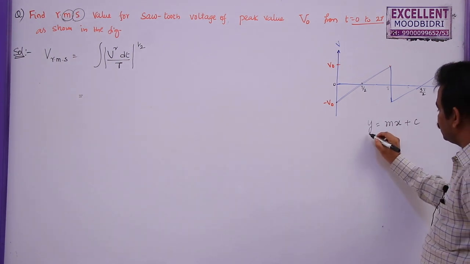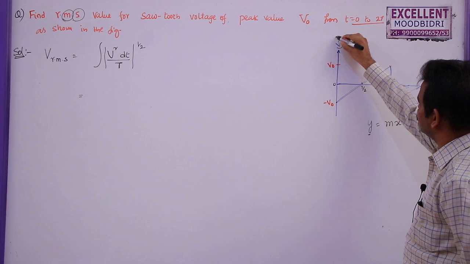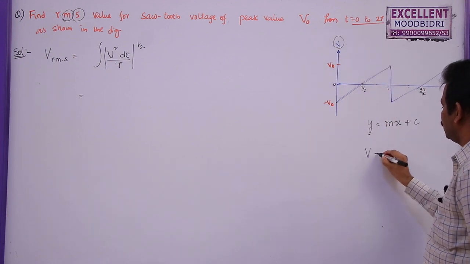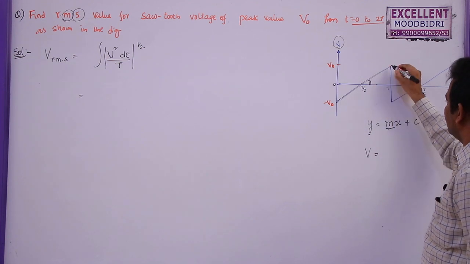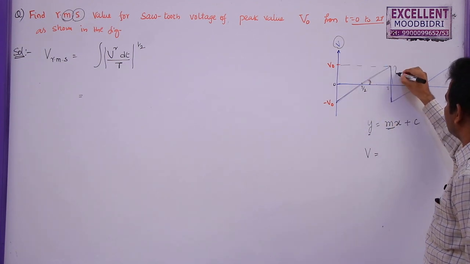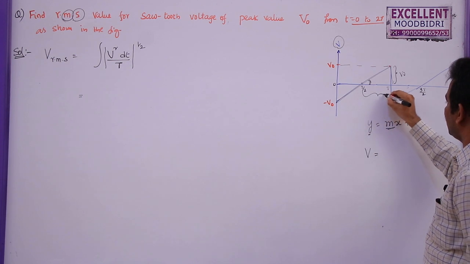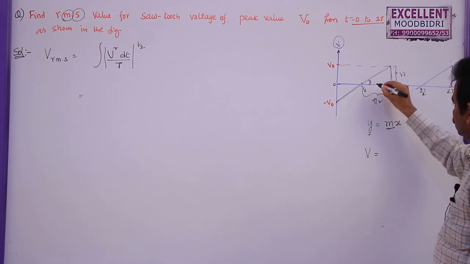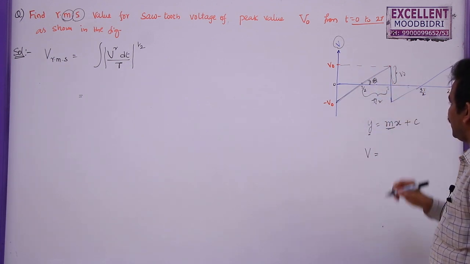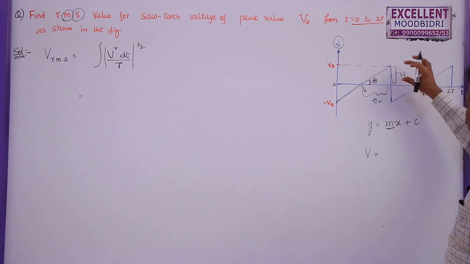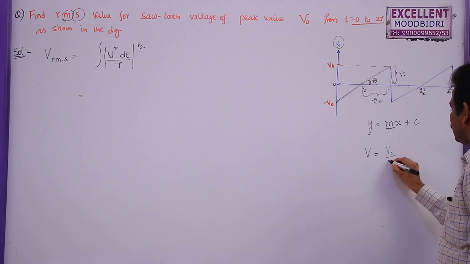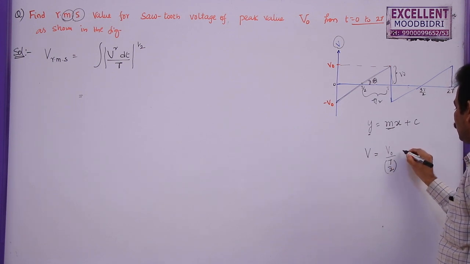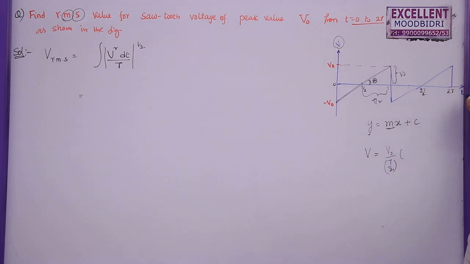What is y? That is the quantity along the y axis, that is voltage only. So V is equal to... what is the slope of this curve? You can take this one. This maximum value is V0, and this time period is T by 2. So the slope, tan theta, is opposite side by adjacent side. So slope is equal to V0 by T by 2, and x is the time that we are taking here, t.